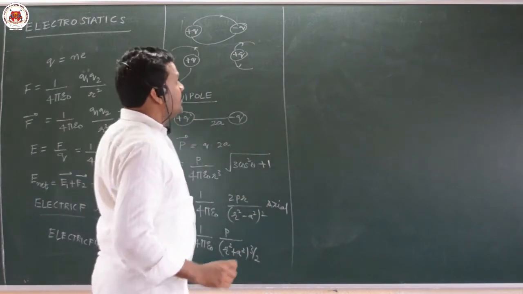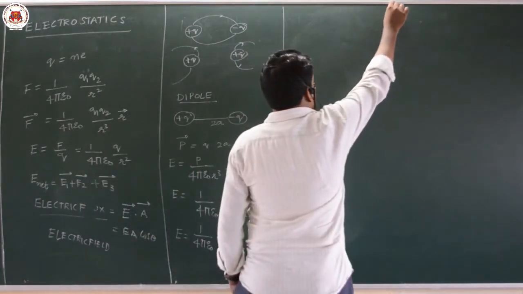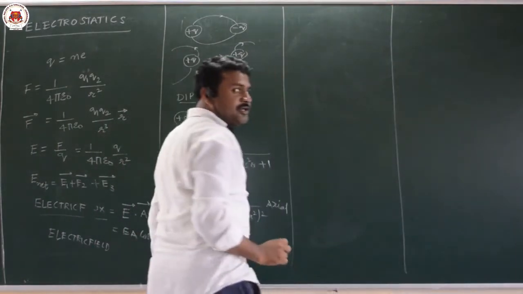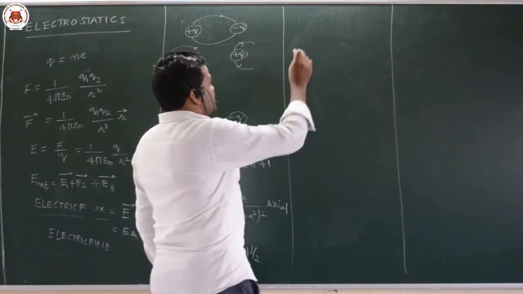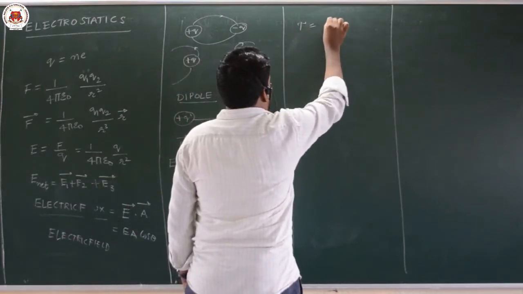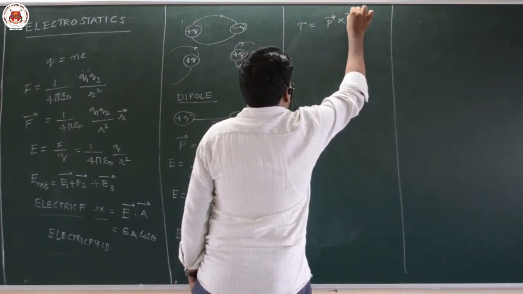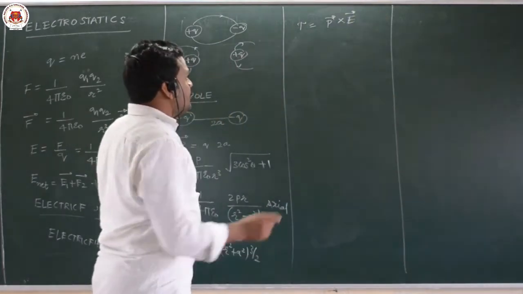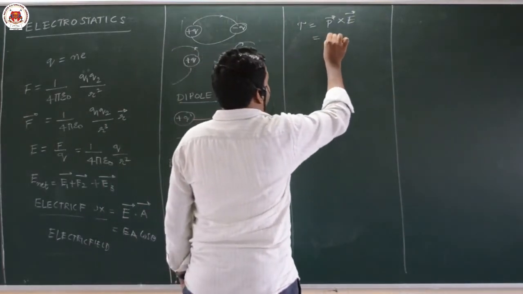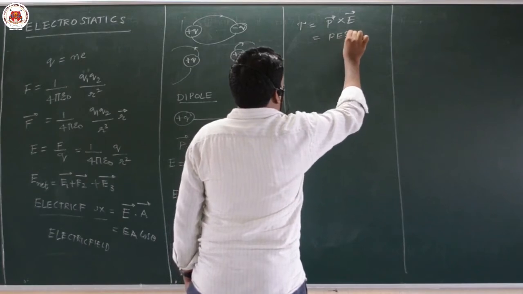And when an electric dipole is kept in a uniform electric field, it experiences torque. Torque is equal to P bar cross E bar, that is equal to P E sin theta.